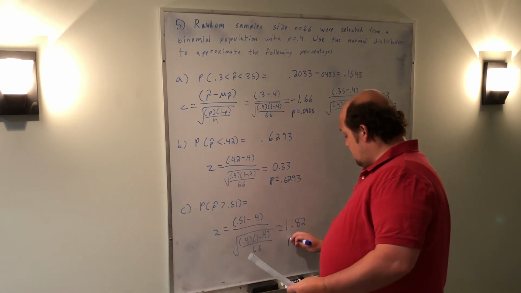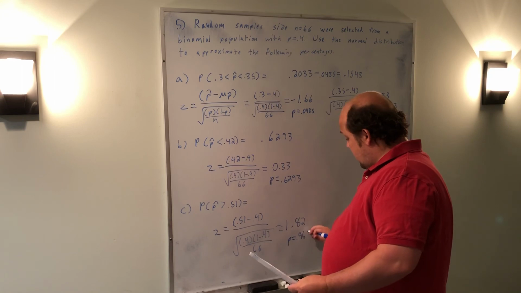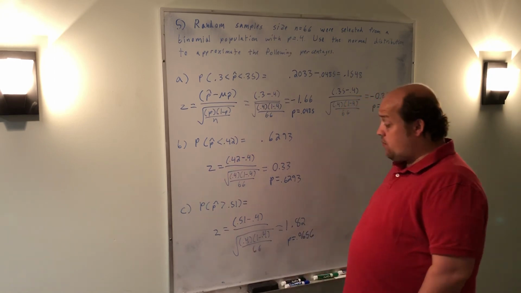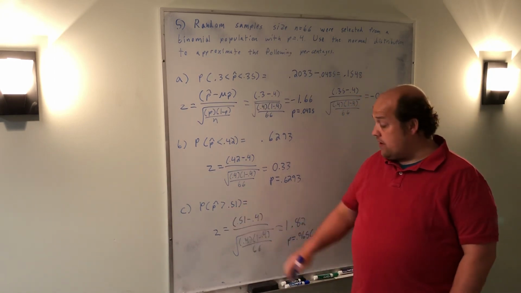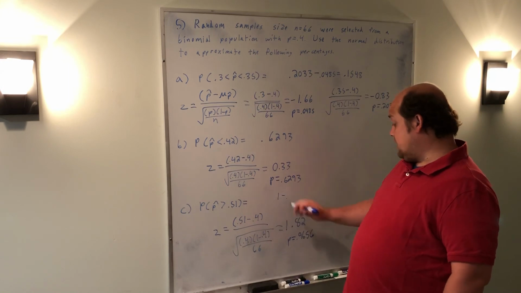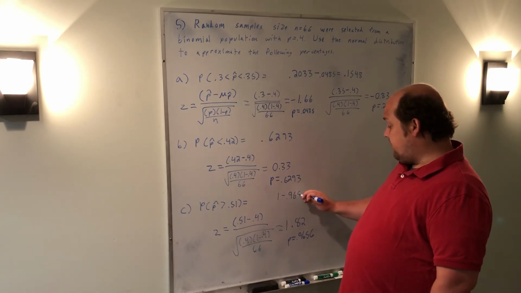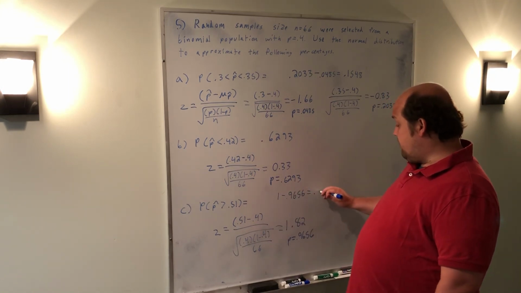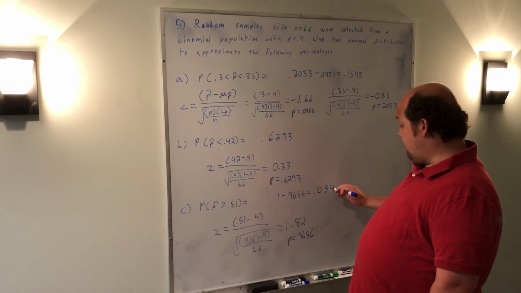That 1.82 in my table traces me to a p-value of 0.9656. I could stop there if it was a less than question. Because it's a greater than question, I have to do 1 minus that 0.9656, which gives me 0.0344.